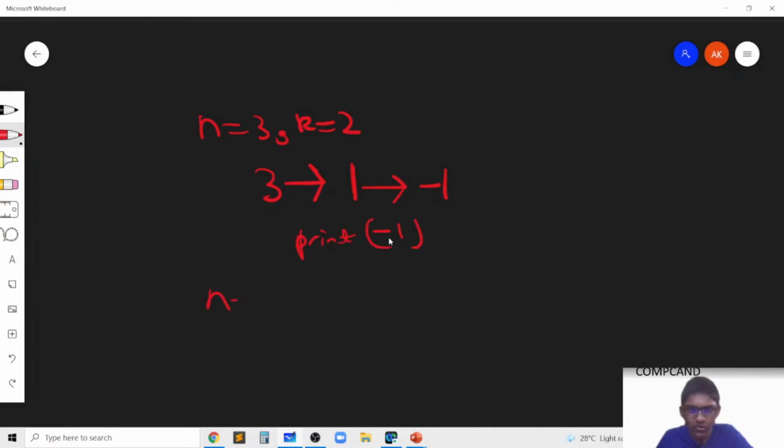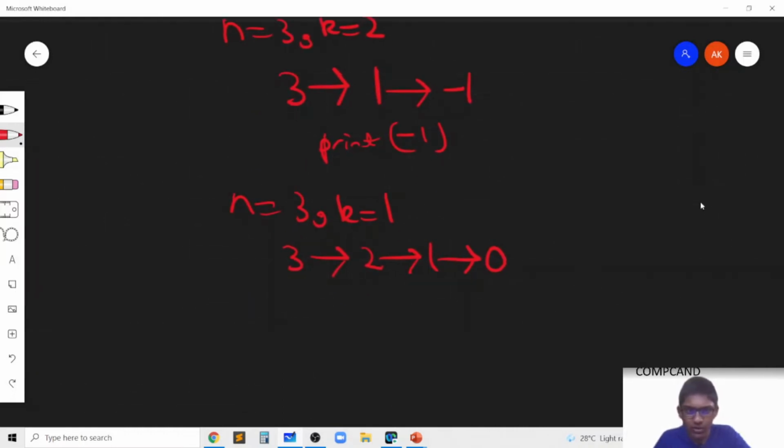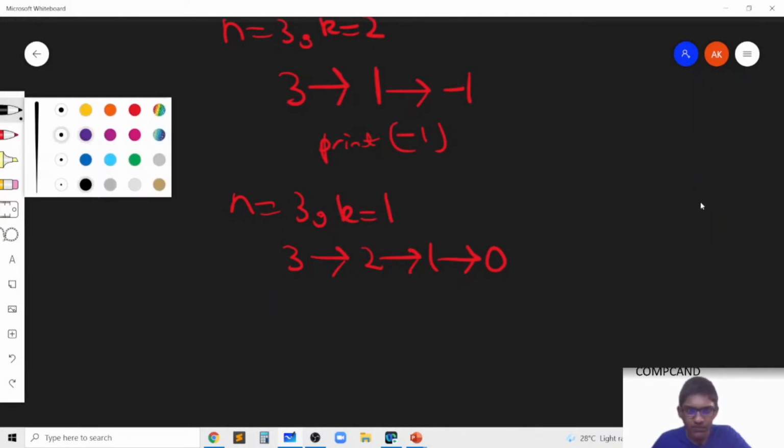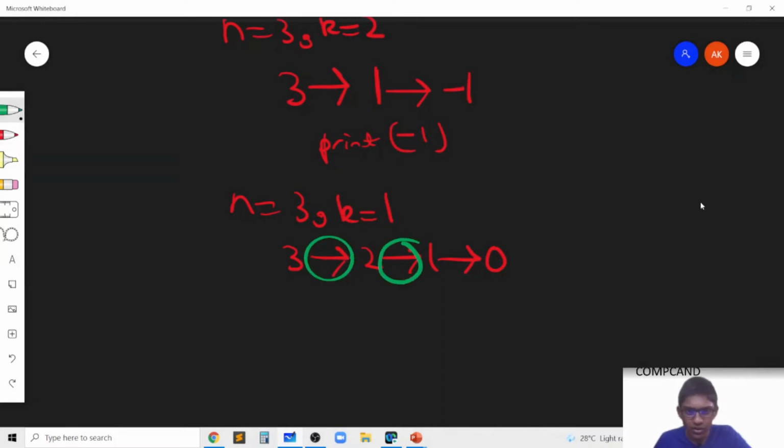For the first example, let's say n is 3 and k is 1. Then in this case, we go from 3 to 2, 2 to 1, and 1 to 0. So note that we need to count the number of arrows, and the number of such arrows is 3, and that's why the answer would be 3. Since there are 3 arrows, basically we are doing 3 operations, the answer would be 3.